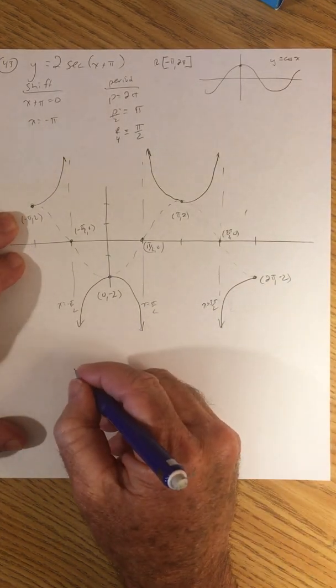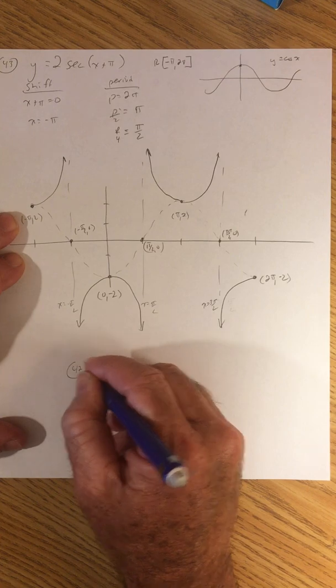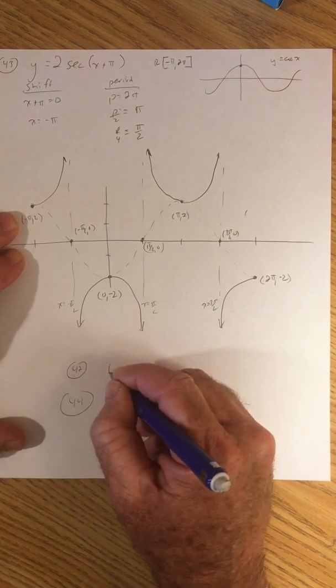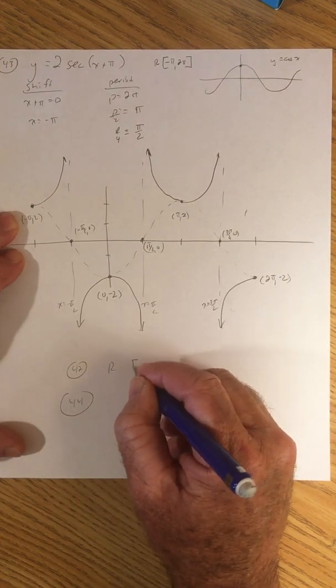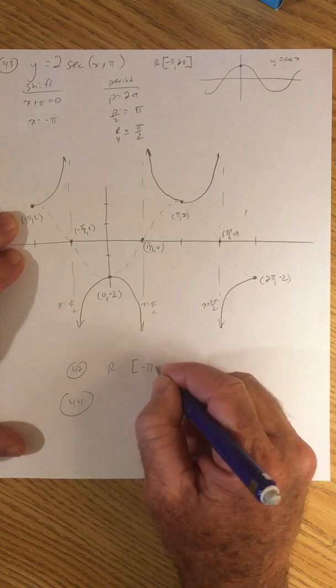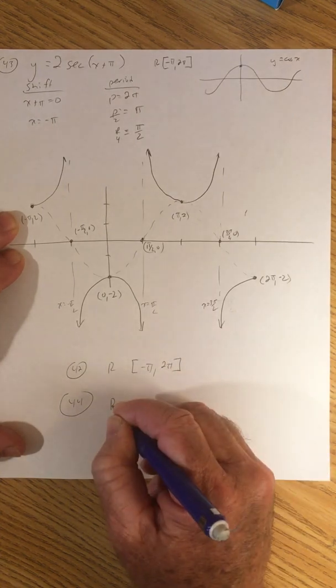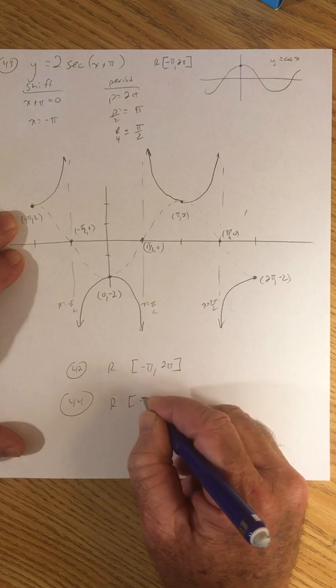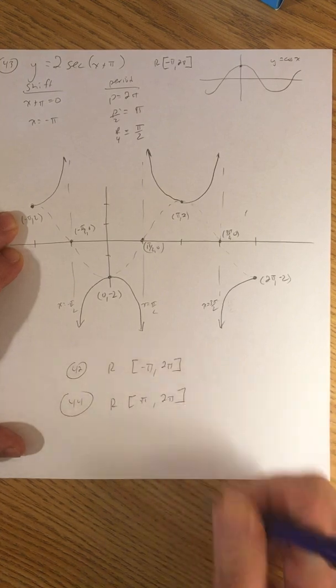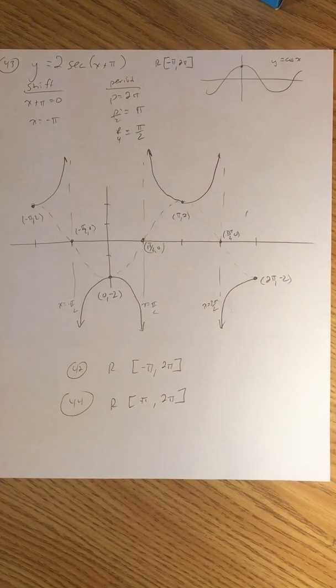All right, so we have two problems. They are 42 and 44, and they'll both be radian problems, and they will both be from negative pi to 2 pi. Pretty simple. Problems tonight, not so difficult.